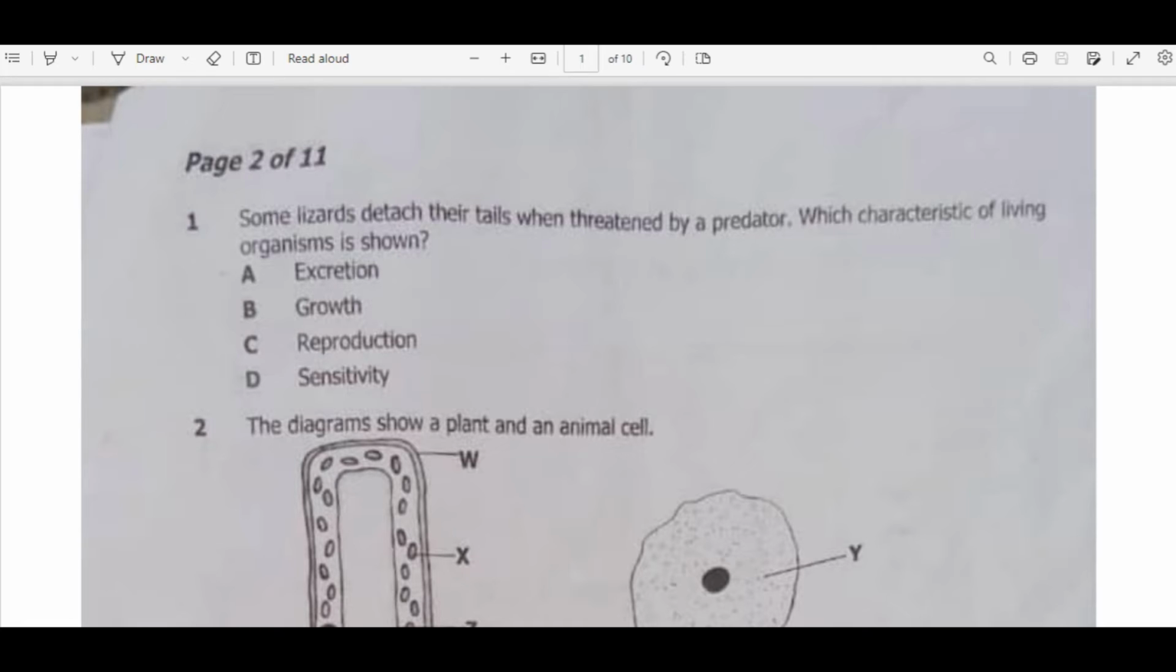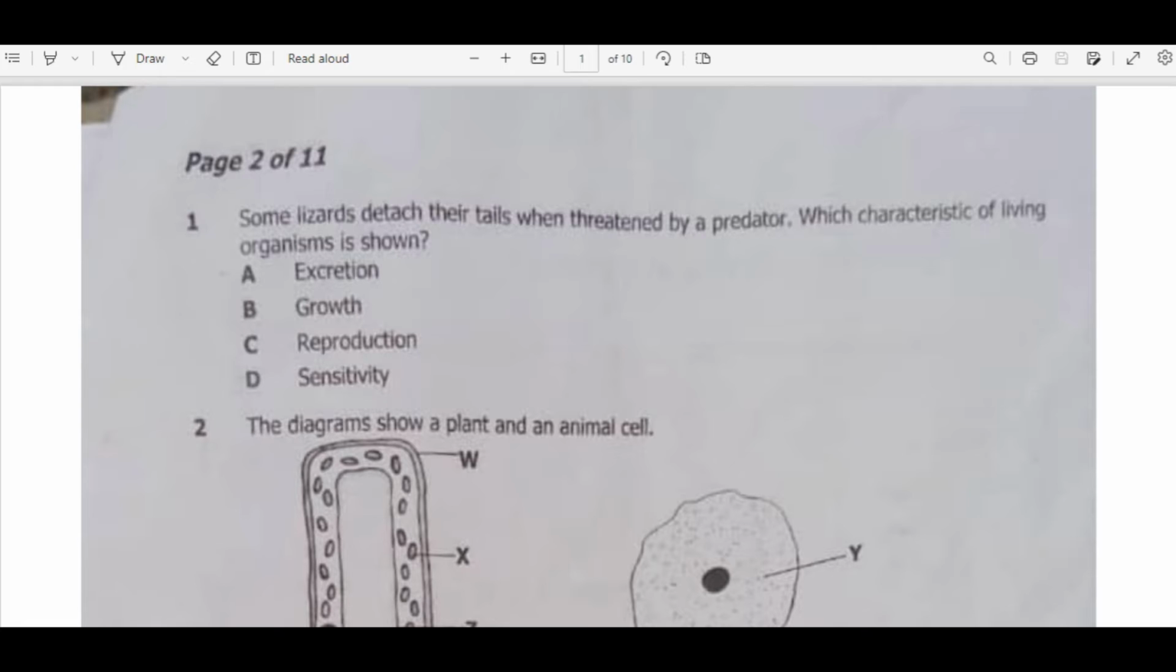So now we'll start with question 1. Question 1 reads, some lizards detach their tails when threatened by a predator. Which characteristic of living organism is shown? The options are excretion, growth, reproduction, and sensitivity.